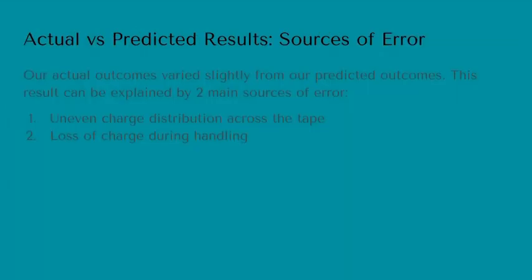And so our actual outcomes varied slightly from our predicted outcomes. This result can be explained by two main sources of error. One being the uneven charge distribution across the tape, since we assumed this was all equal, but in reality it's likely not. And then second, the loss of charge during all the handling of the tape, as the tape will gain more electrons back as it tries to neutralize its charge as we touch it and handle it in its environment.